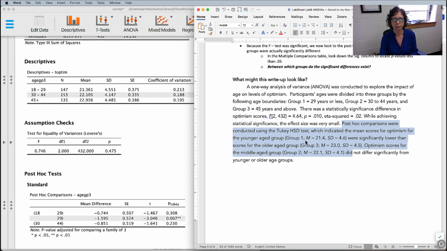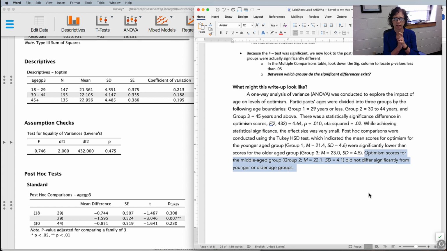And I worked in some of my means and standard deviations there, but you could have easily put those in the descriptives before, like a paragraph before you got the results. You do want to let the reader know that the younger group had optimism scores significantly lower than those for the older age group. And it's good to let them know that the middle age group did not significantly differ from the younger or the older age groups. They're just right in the middle.